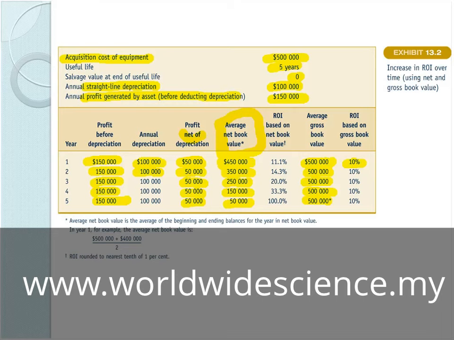Okay, so let's see the next one. And here is given to you the marks. Okay, you didn't understand how we can get the 450,000. You see, the average net book value is the average of the beginning and the ending balance for the year in the net book value. For example, for the first year, take your beginning year, which is 500,000 plus the ending year is 400,000 and divide on the 2. You'll get the 450 average net book value.